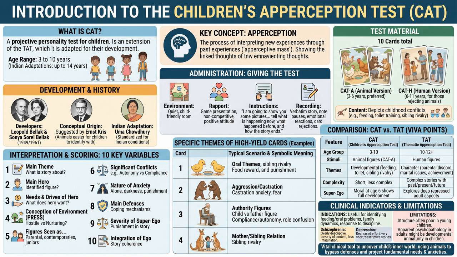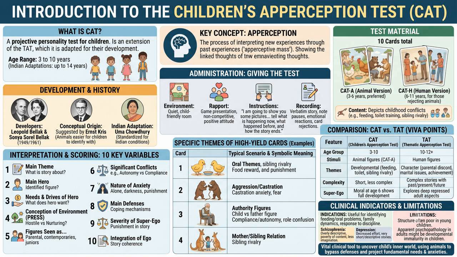Interpretation and scoring focus on 10 key variables. These include the main theme of the story, the main hero the child identifies with, the needs and drives of the hero, and the child's conception of the environment, also known as press. The examiner also looks at how figures are seen, significant conflicts like autonomy versus compliance, the nature of anxiety, main defenses used to cope, the severity of the superego, and the overall integration of the ego.